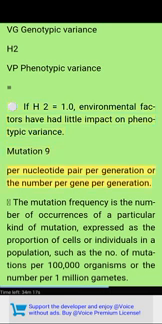Mutation rate: the number of mutations per nucleotide pair per generation, or the number per gene per generation. The mutation frequency is the number of occurrences of a particular kind of mutation, expressed as the proportion of cells or individuals in a population, such as the number of mutations per 100,000 organisms or the number per 1 million gametes.